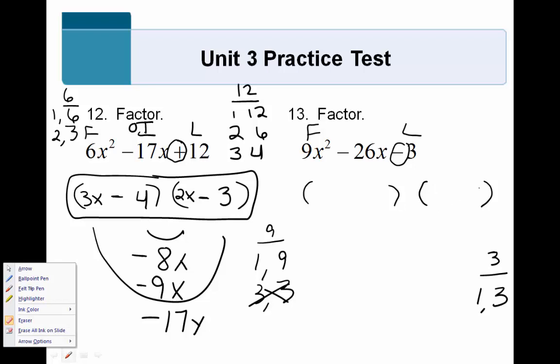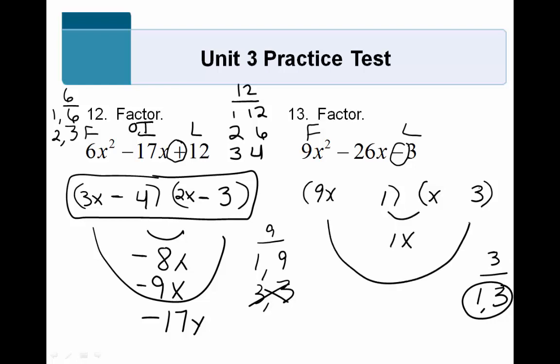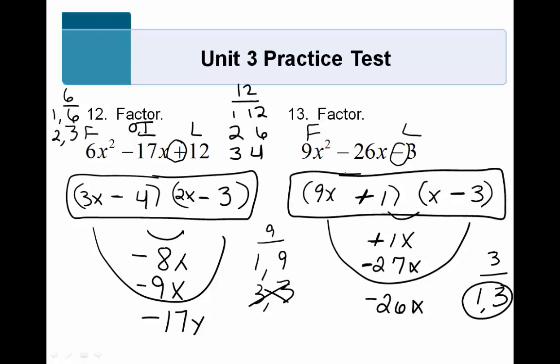Get my felt tip pen. It's going to have to be a 9x times 1x. Now I'll go back, and now I'll go ahead and choose my 1 and 3. I can't put the 3 with the 9, which means I'm going to have to put the 3 here and the 1 here. Now I'll check my inner and outer. 1 times x is 1x. 9x times 3 is 27x. It needs to add up to negative 26x. This is negative, this is positive. 9x times negative 3, positive 1. So we have 9x plus 1 times x minus 3. That was a good little problem.